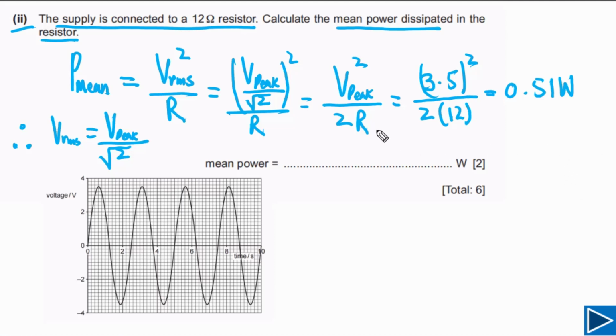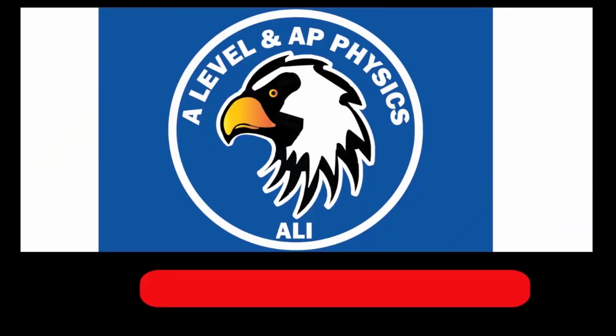This question has 2 marks. If you have written the right formula, you will get 1 mark, and that is a C1 mark. The second mark is the answer mark. If you have got the right answer, you will get the second mark.